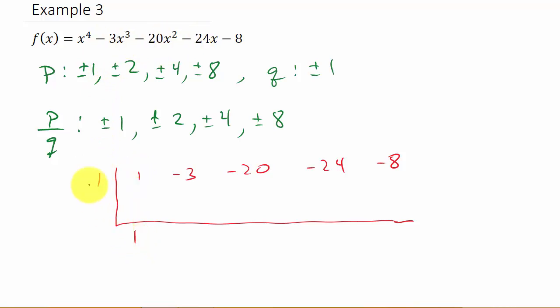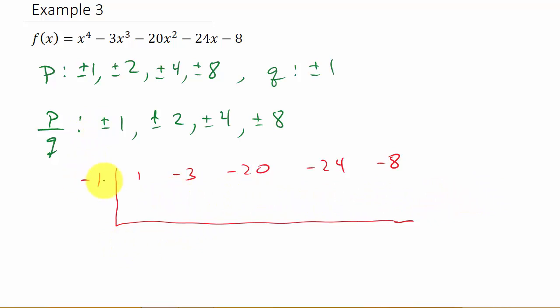Alright, so we're going to bring the 1 down. 1 times 1 is 1. -3 plus 1 is -2. 1 times -2 is -2. And this is going to be -22. And 1 times -22 is -22. And this is going to give me -46. I'm not going to add those together. We would get -54, but you can see it's not 0. So that means 1 did not work. 1 is not a solution. So let's go to the next one.